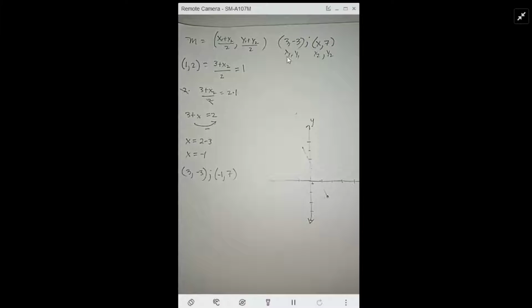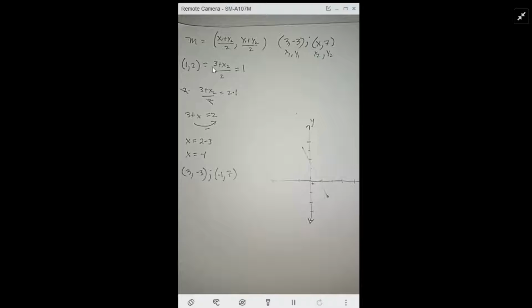Give us the points given. Let's label them x1, y1, x2, y2. So I started to write this whole thing out using this statement here, that the midpoint equals this. And so I plug in the value of the midpoint that was given, (1, 2).